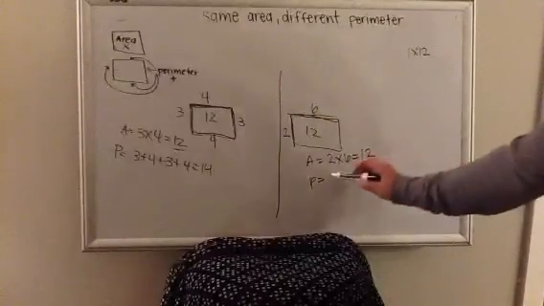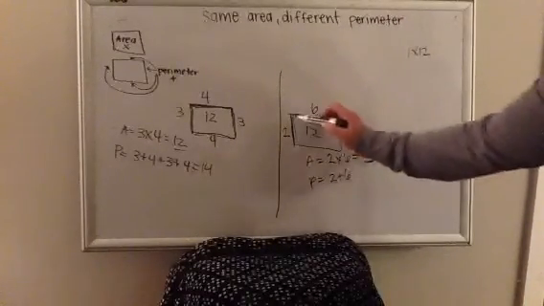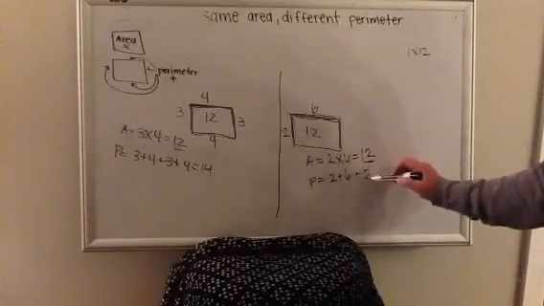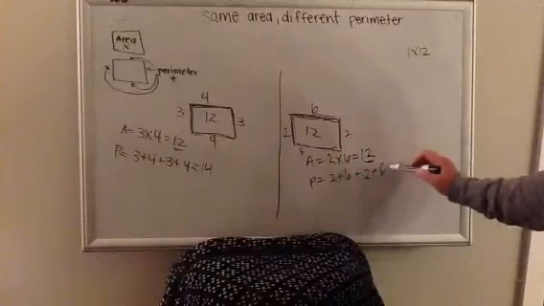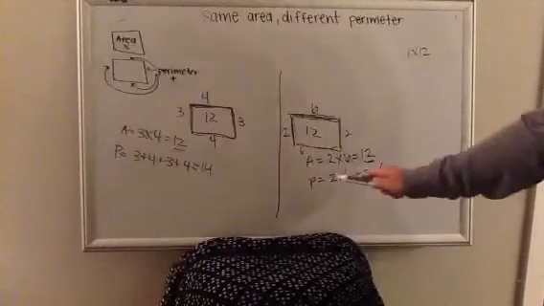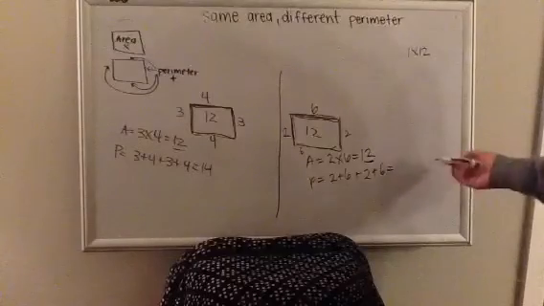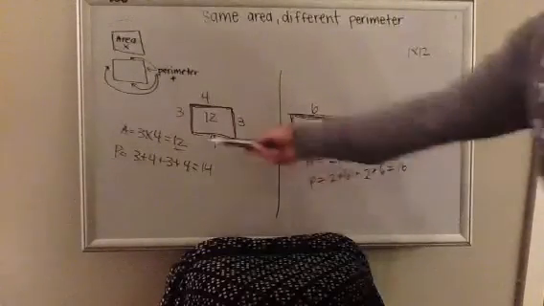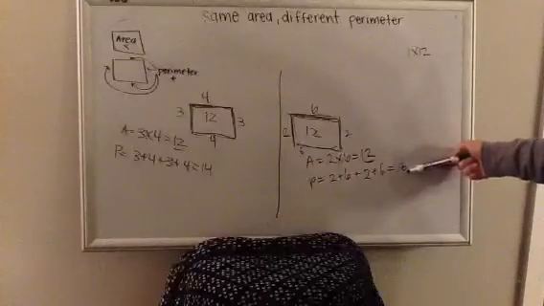So my perimeter equation would be 2 plus 6 plus 2 plus 6 again. So if I add those up, 6 plus 2 is 8, and another 6 is 14, and another 2 is 16. So if I look, same area, different perimeters.